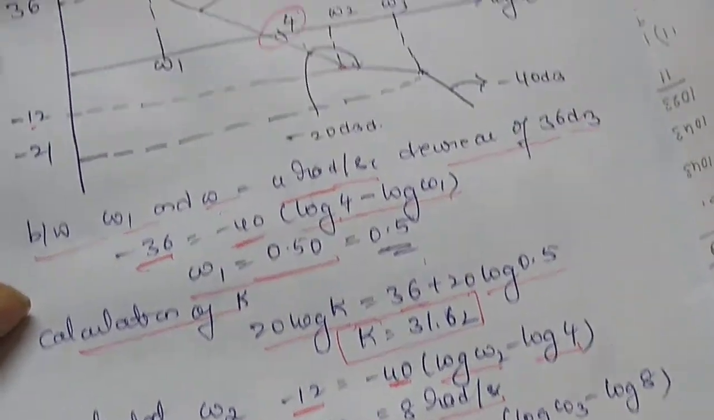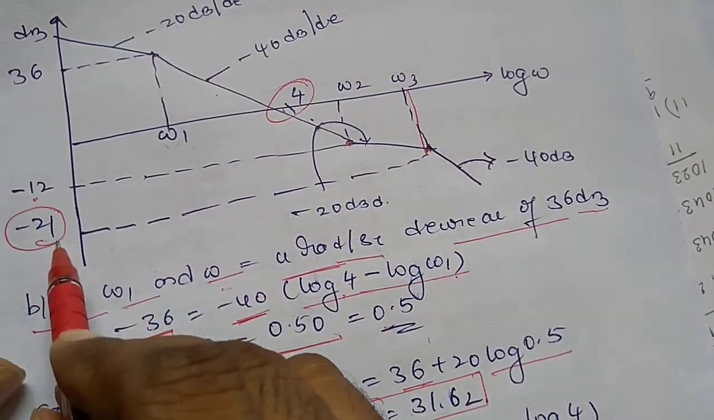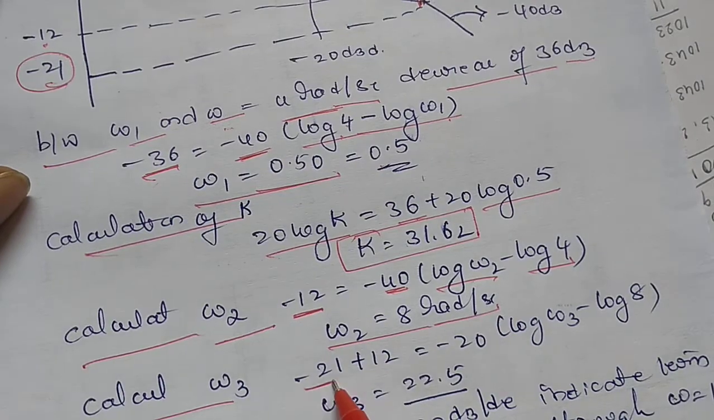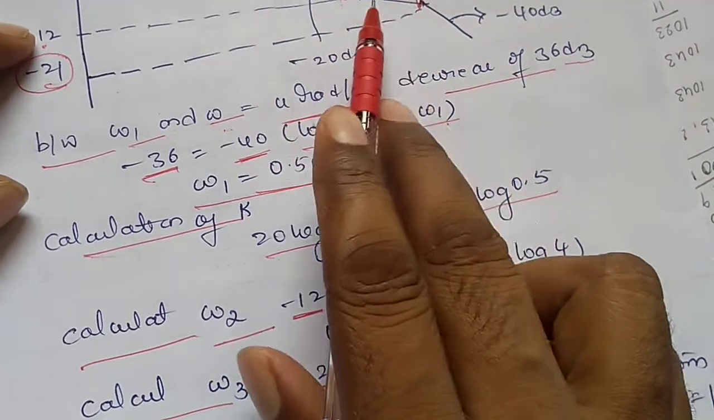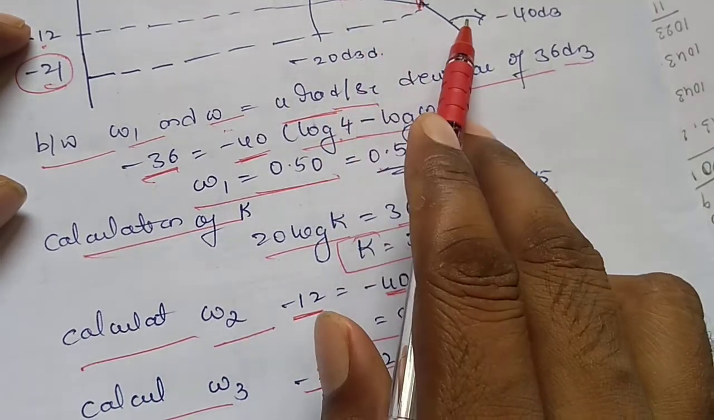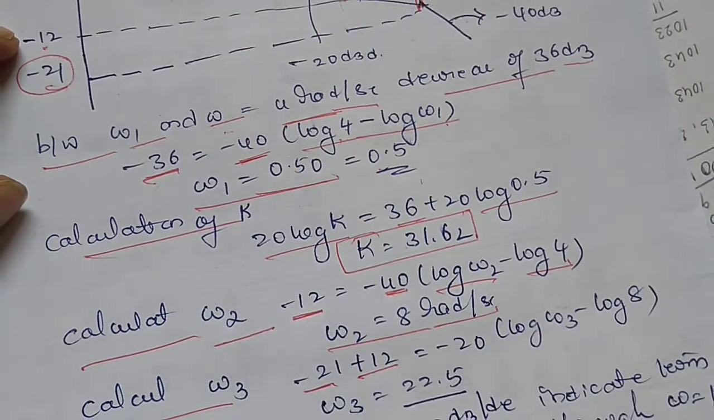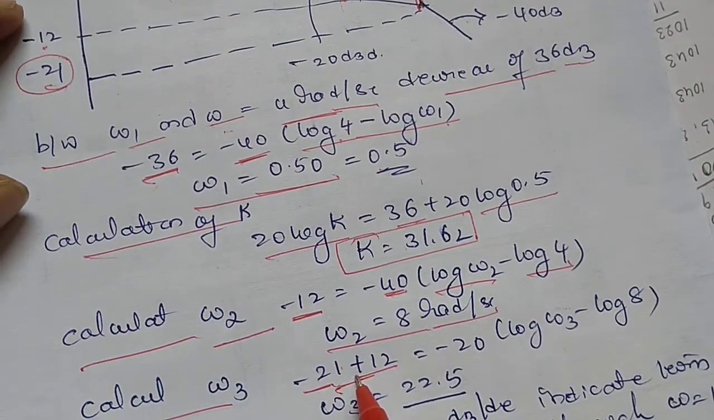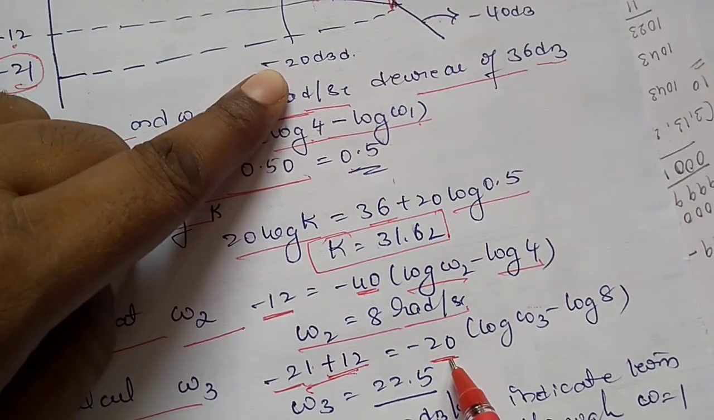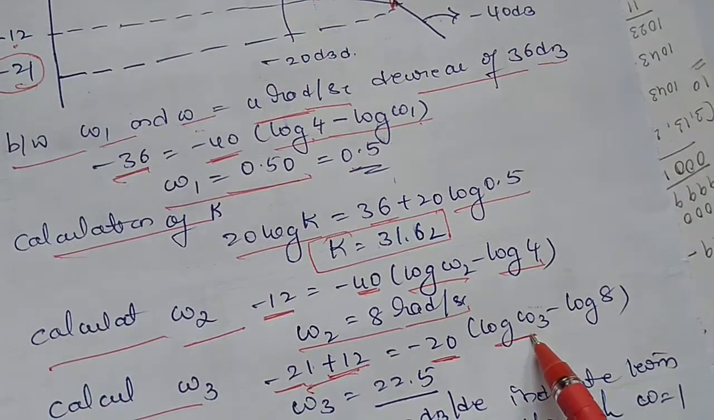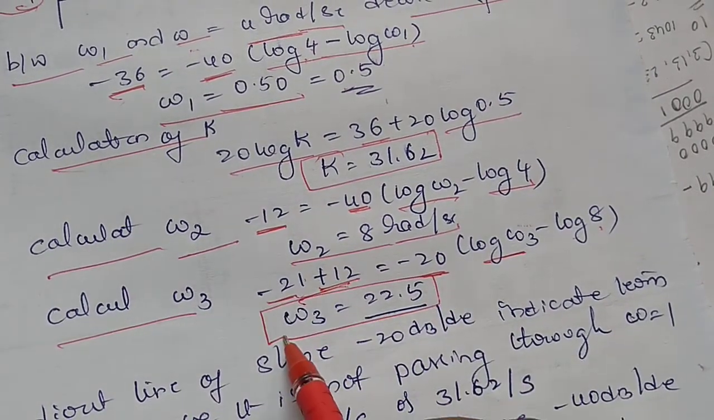To calculate omega 3, look at the graph. Omega 3 is this point. The magnitude is minus 21, so minus 21 plus 12, because between these points there are two slope changes, minus 20 and minus 40. So hence you have to consider this value: minus 21 minus of minus 12 means plus 12. That equals the slope magnitude, minus 20, into log of omega 3 minus log 8. So from this we will get omega 3.